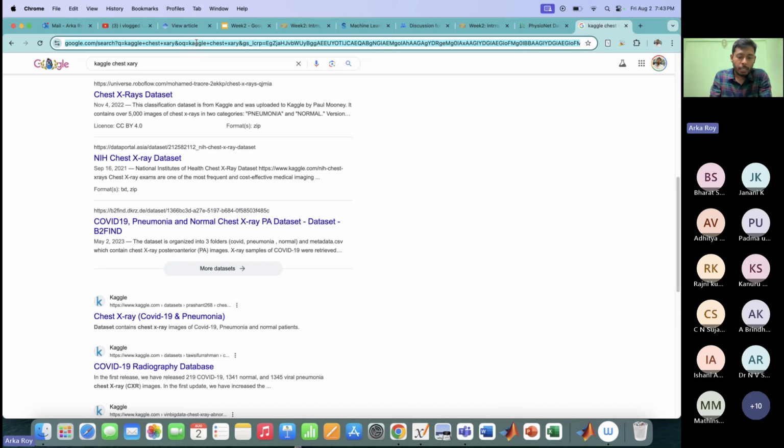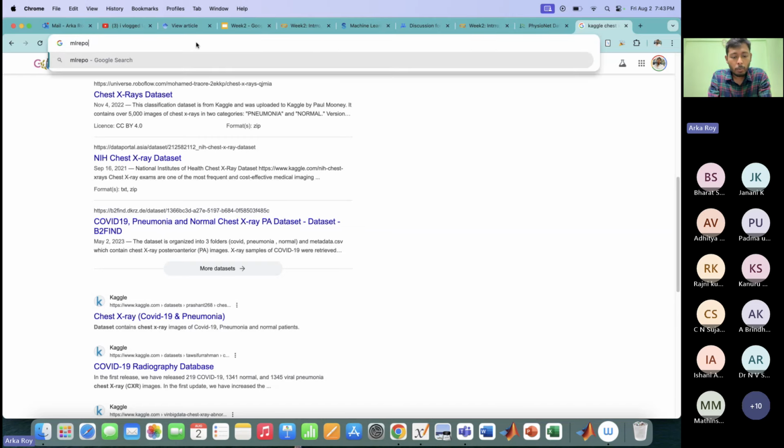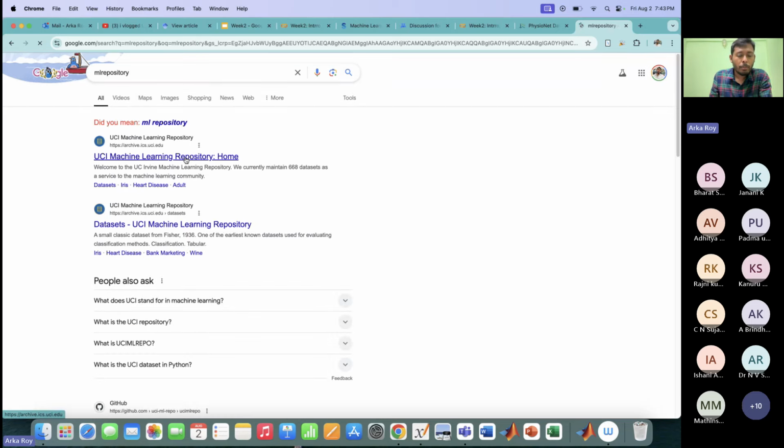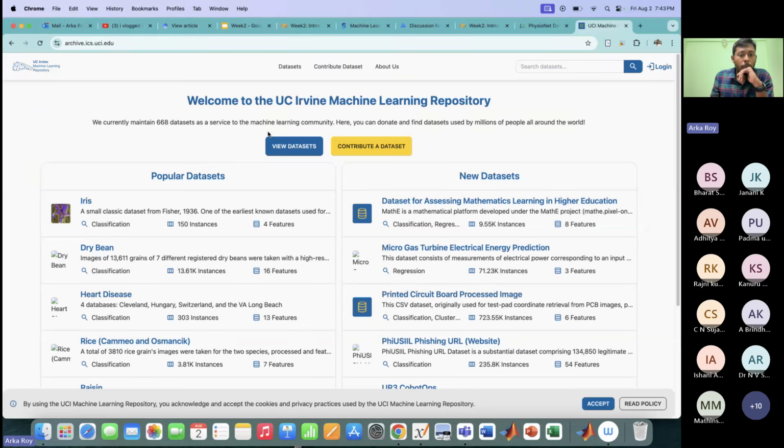Otherwise, there is another website called the ML repository. This is the UCI ML repository, and it contains around 50,000 or 60,000 data sets currently. So you can get biomedical data sets. For example, over here, this is a heart disease data set, X-ray data set. You have plenty of data sets here, ranging from the areas of mathematics, biomedical, power systems.